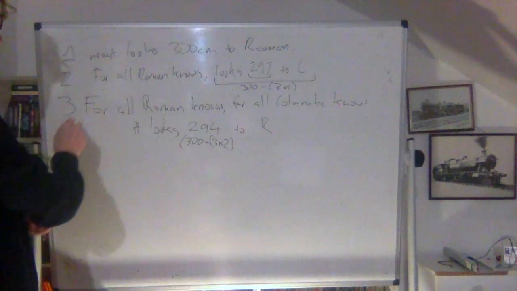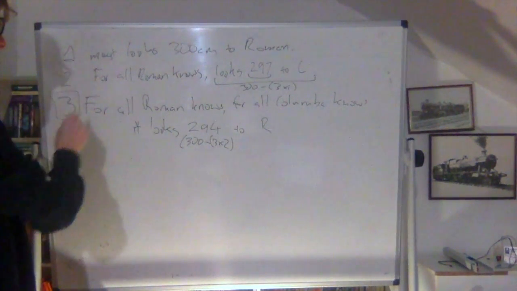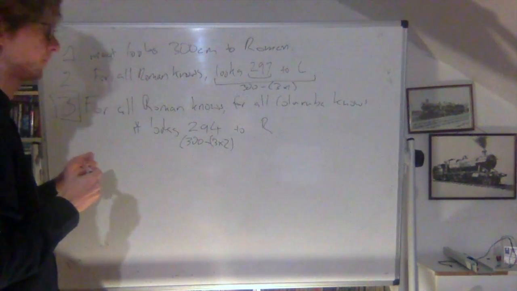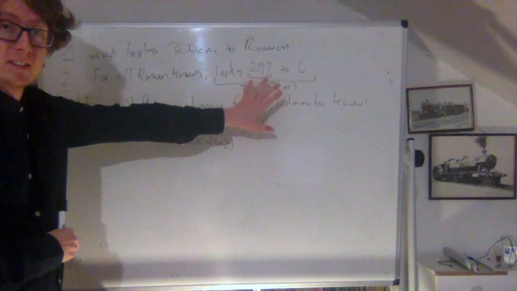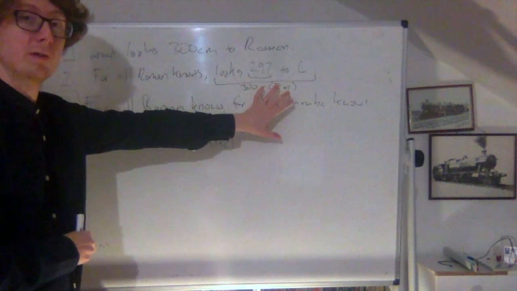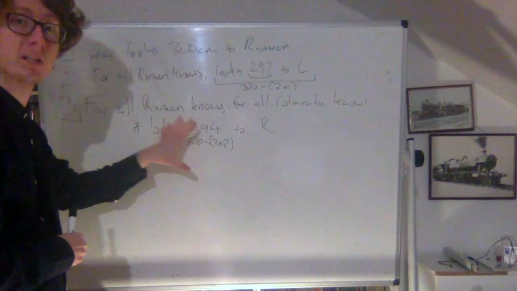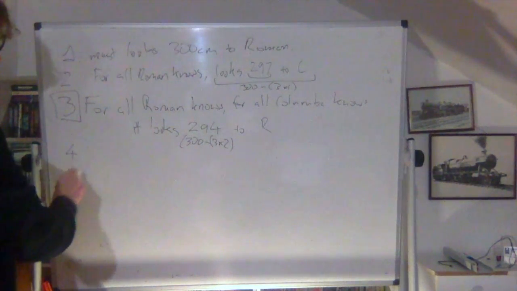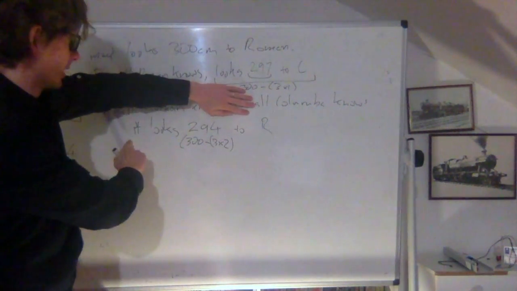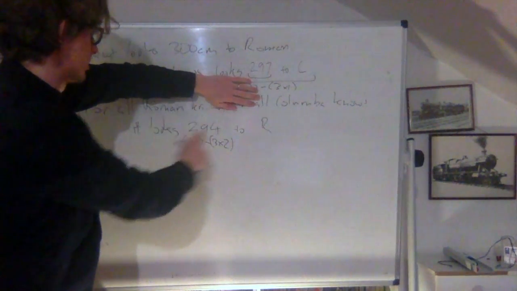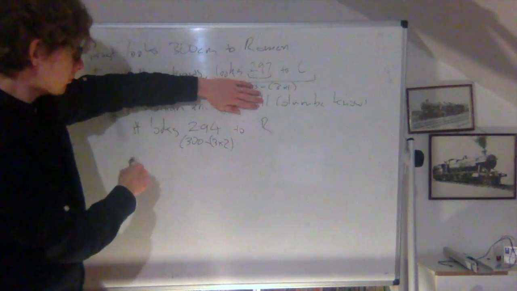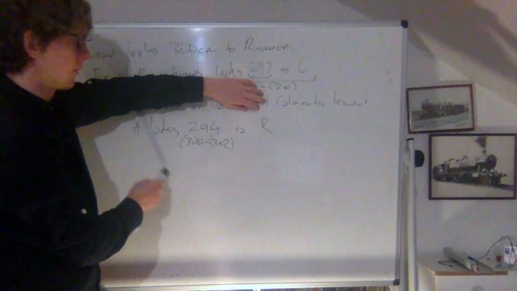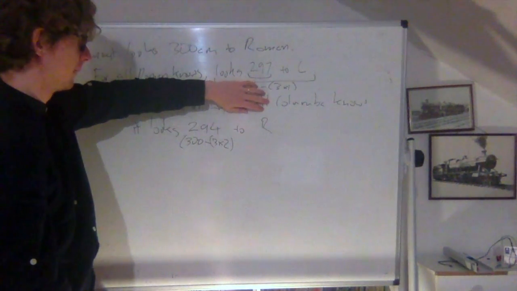That, together with closure, allows us to derive this third step, that for all Roman knows, for all Columba knows, it looks 294 to Roman. So this corresponds to the second zag in our argument, where we moved using Columba's accessibility relation back to a world where it looked slightly shorter to Roman. And then we can keep doing this. So to get to the next step, let's start by focusing on the innermost thing here, which is that it looks 294 centimeters to Roman. Well, we know by interpersonal ignorance, if it looks a certain height to Roman, for all he knows, it could look a little bit shorter to Columba.